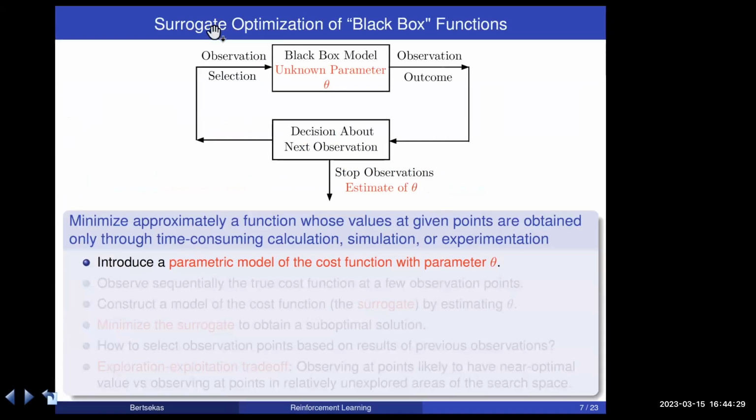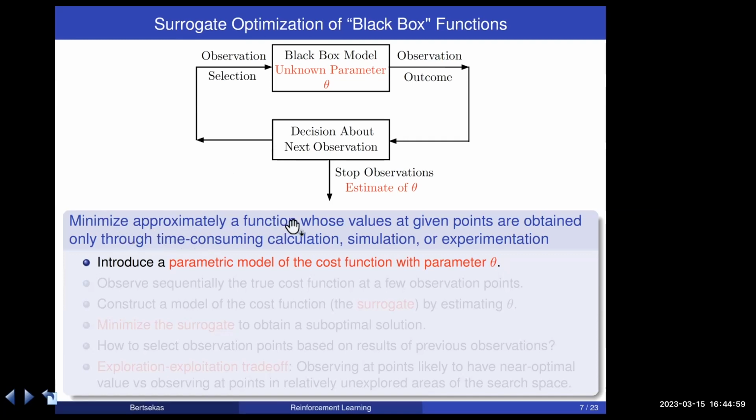Bayesian optimization can be viewed as a special case of a broader subject, which is called surrogate optimization. Roughly speaking, we have a function that we don't have an analytical expression for. It's hard to compute it. So we construct, based on measurements, a surrogate function that we optimize instead. So the question is, how do we construct these surrogates?